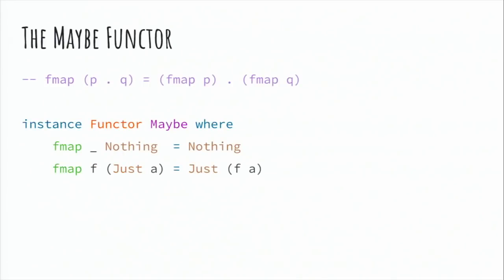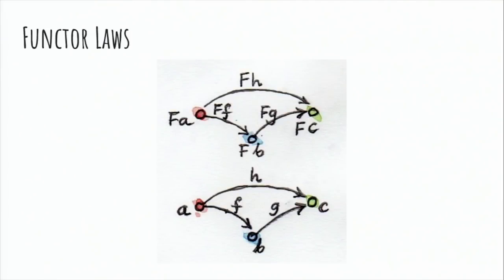Great. Now let's look at the other law that says fmap (P . Q). So the dot here is the functional composition, which means apply Q and then P. So fmap of P composed with Q must be the same as fmap P composed with fmap Q. Like this. If H is the composition of F and G, then FH must be the composition of FF and FG.